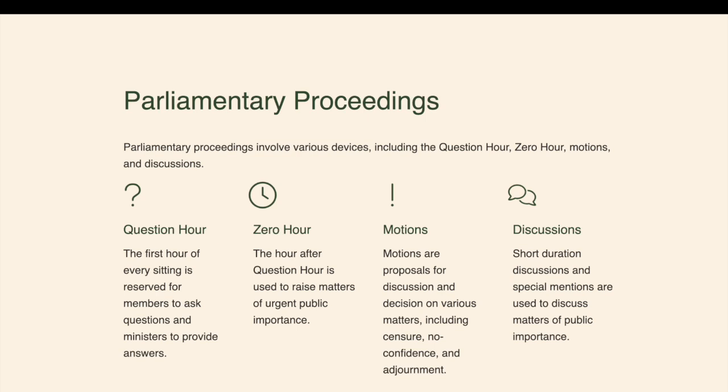Okay, and then there are several discussions that happen in the parliament, like short duration discussion and special mentions, used to deliberate on issues of public importance. Also, adjournment motion involves an element of censure against the government, that you need to remember. Therefore, Rajya Sabha is not permitted to make use of this device. This is an important part.